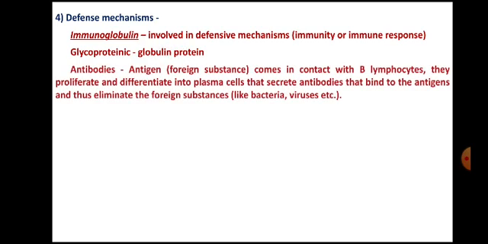As the name indicates, immuno, these are the proteins which are involved in defensive mechanisms. They are involved in immunity or immune response, and that is why they are called immunoglobulin. So they are involved in defensive mechanisms. They are glycoproteinic in nature, and they consist of a globulin protein. They are generally called antibodies.